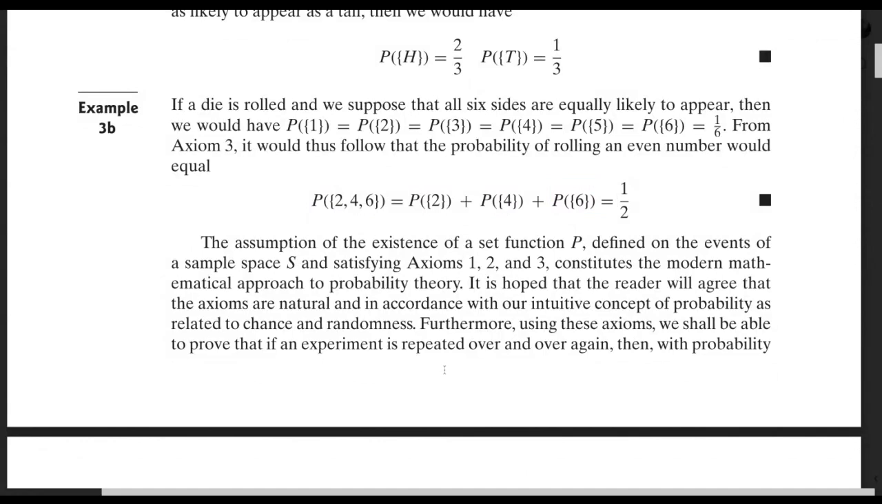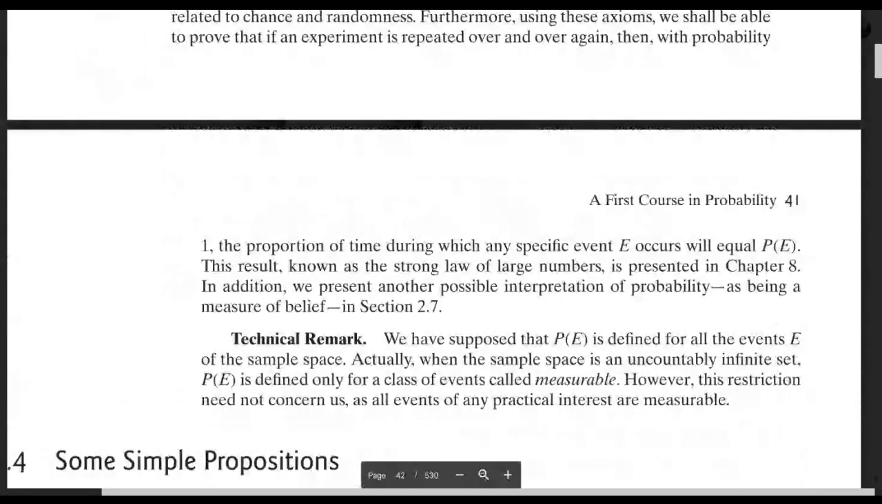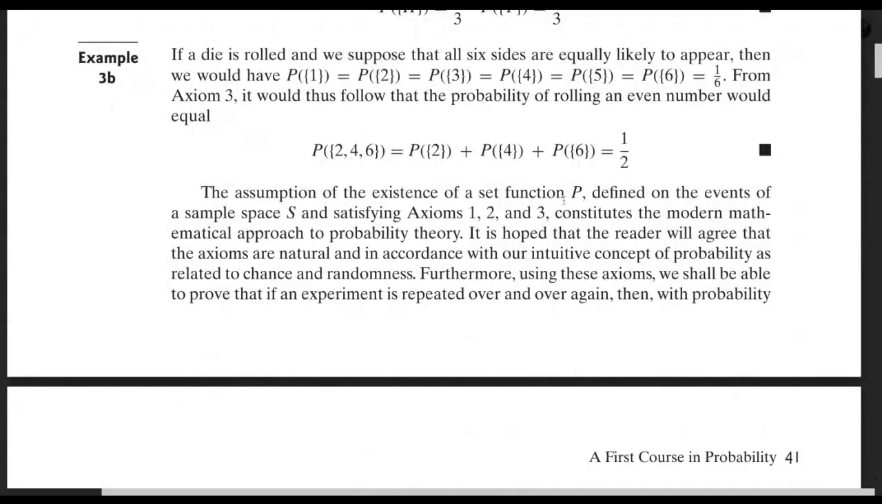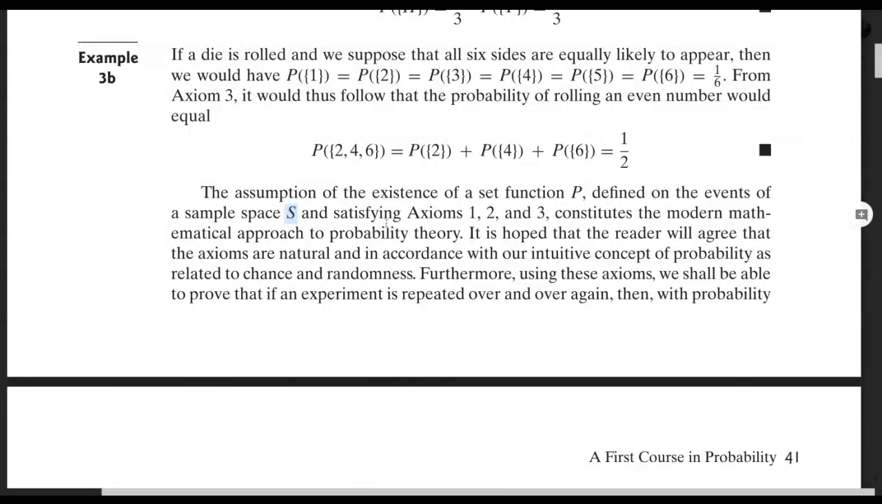Okay. The assumption of the existence of a set function P defined on the events of a sample space S and satisfying axioms 1, 2, 3 constitutes the modern mathematical approach to probability theory. It's hoped that the reader will agree that the axioms are natural, okay, and in accordance with our intuitive concept of probability as related to chance and randomness.